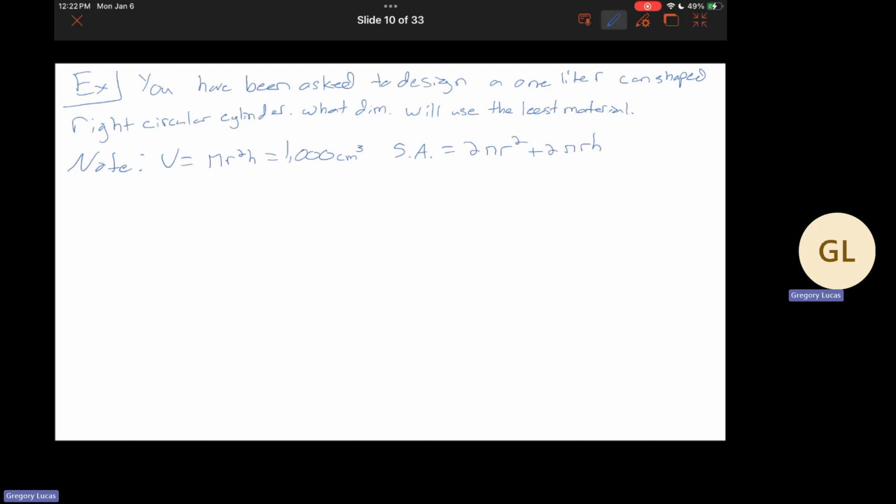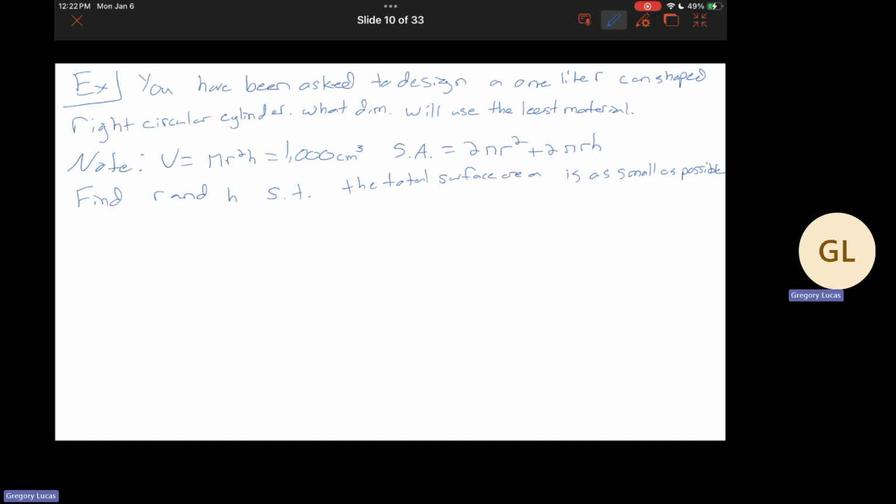So again, we're going to ignore the thickness of this material, but what we want to do is find r and h such that the total surface area is as small as possible. But we still have to set aside pi r squared h equals 1,000 because we can't just ignore the volume.